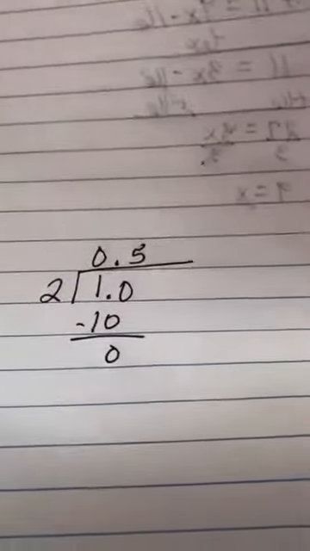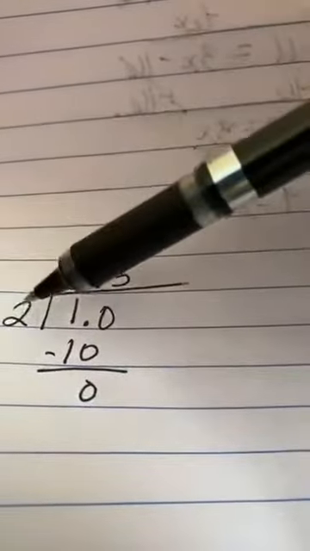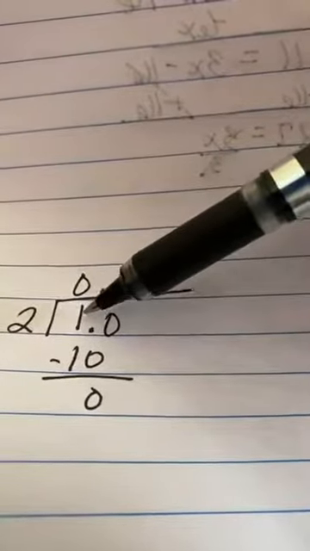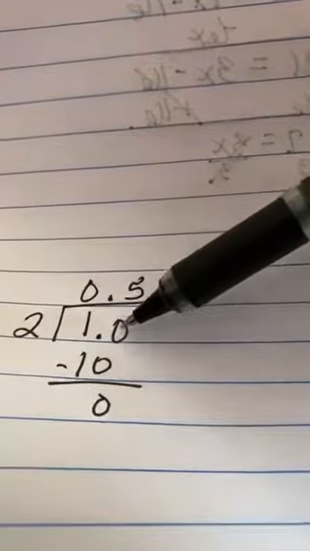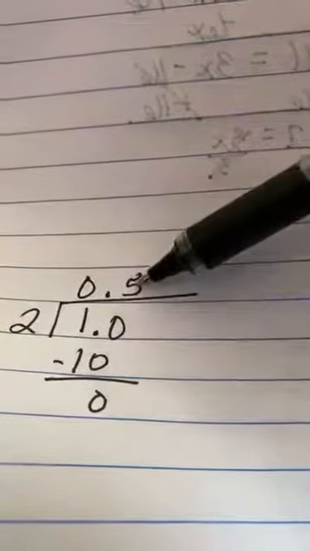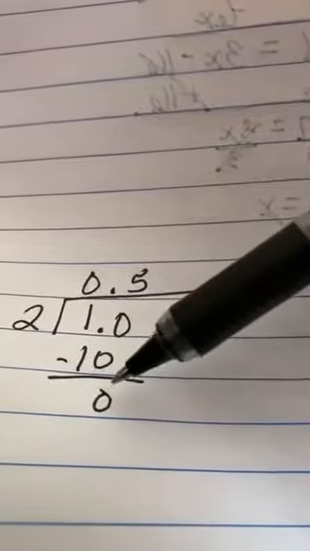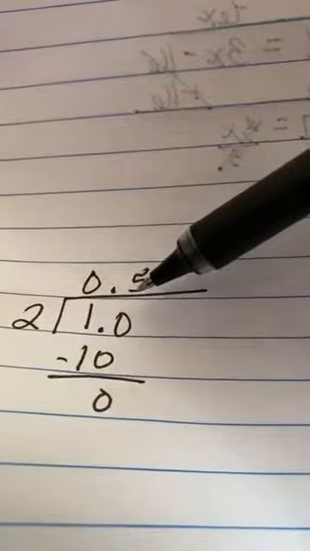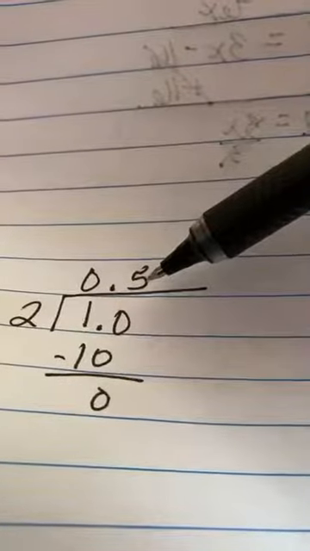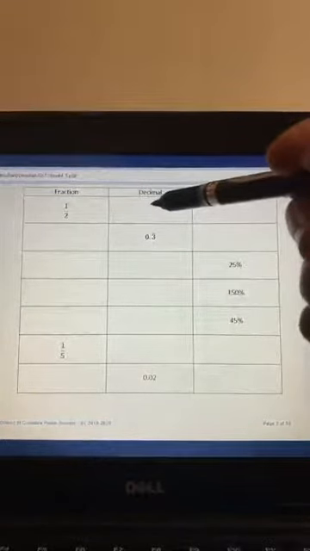So if you worked it out, it's going to look like this. As you can see, I divided my denominator of 2 into my numerator of 1. 2 cannot go into 1, so I put my 0, and I add my decimal and a 0 here. Now 2 goes into 10 5 times. 5 times 2 is 10. That gives you 0, so you are done. That is how I came up with a decimal of 0.5. So now we know that 1/2 as a fraction converts to 0.5 as a decimal.